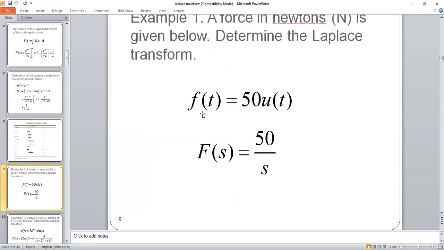Now we have this example for the Laplace transform of 50 u of t, or simply 50, because your u of t is 1.